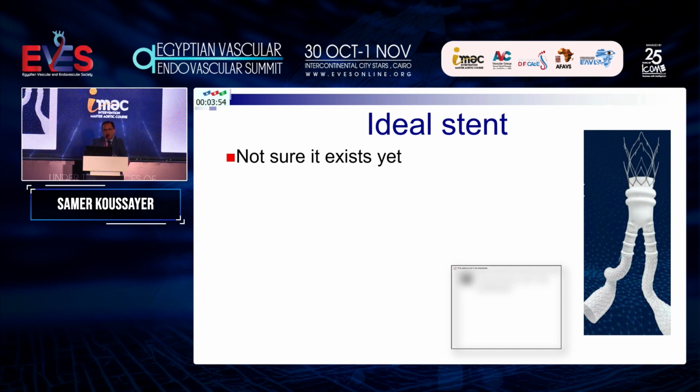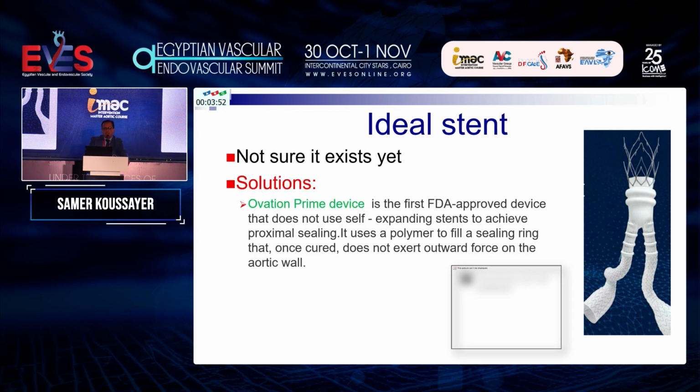Unfortunately, we don't have it. But one of the options is to use the Ovation Prime device, the first FDA device which doesn't use a self-expandable stent for fixation, but uses a ring for fixation, which is filled up with a polymer. This ring will not put continuous pressure on the wall, and this can prevent the neck dilatations. The other is to use balloon expandable technology or conformable technology, but it is not available until now.